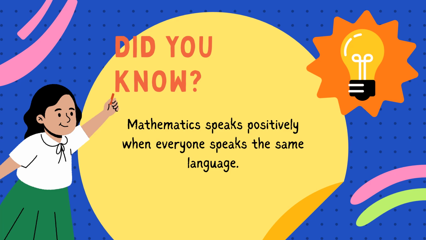Did you know that mathematics speaks positively when everyone speaks the same language? Let that sink in. Mathematics speaks positively when everyone speaks the same language. For instance, a positive times a positive. That's two, you can say same language, positive and positive. The result is going to be positive. And negative times negative, the result is still going to be positive because the negative and the negative identify with each other. The positive and the positive identify with each other. So the result is going to be positive.